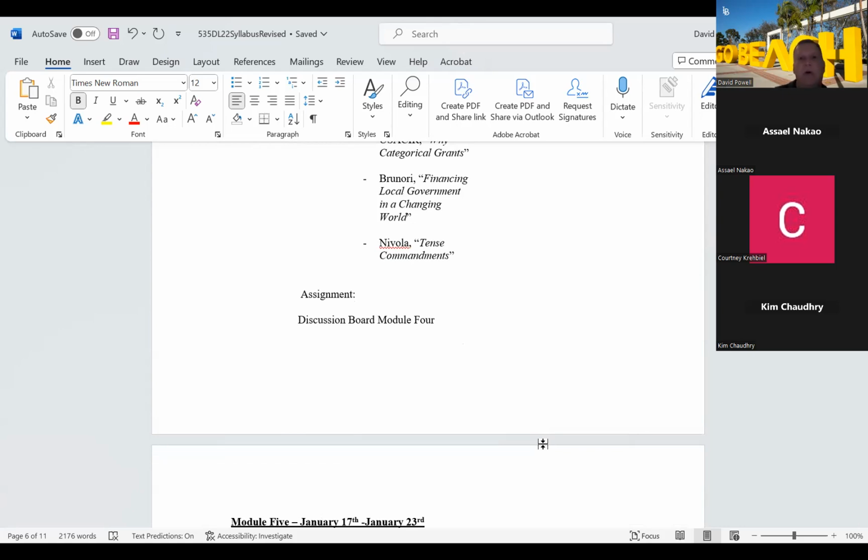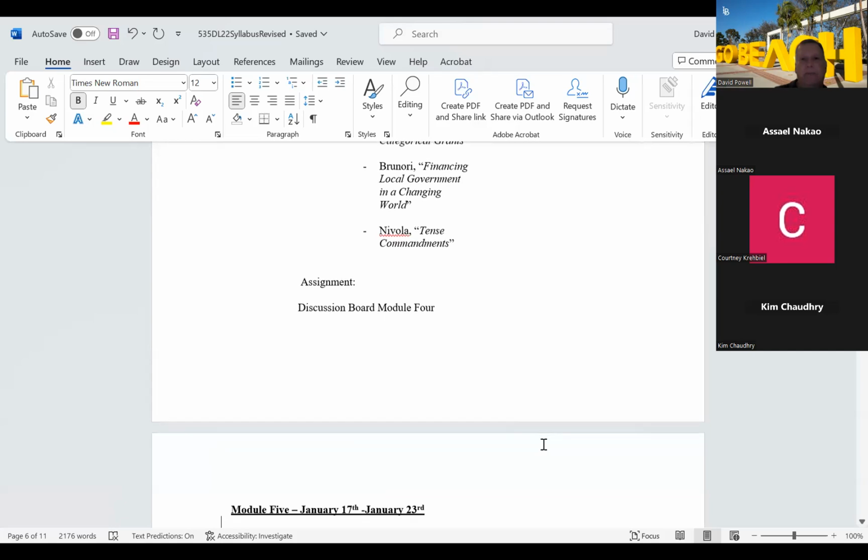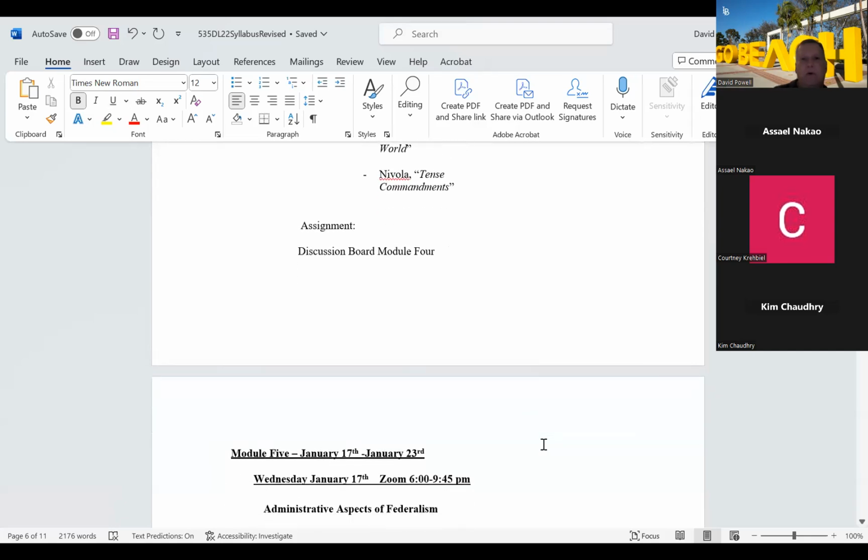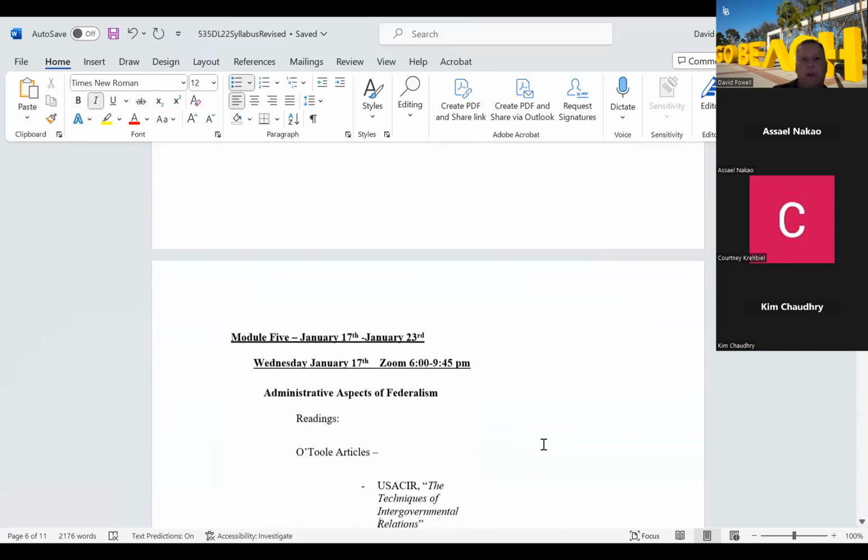And the Bernoulli article, Financing Local Government in a Changing World, basically looks at things like globalization and how that has affected the way in which we do finances in our intergovernmental settings. And then the Nivola article, Tenth Commandments, again looks at some of the changes in the way in which the national government relates with state and local governments in terms of money. Then you have your fourth discussion board assignment.